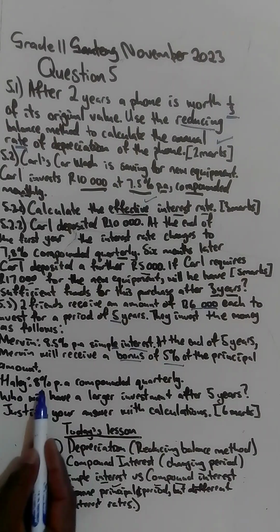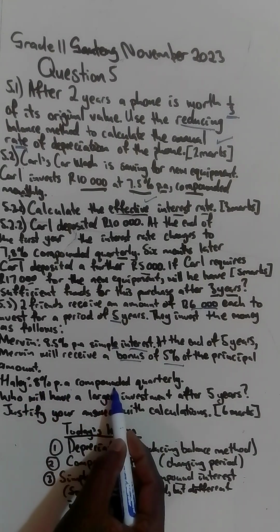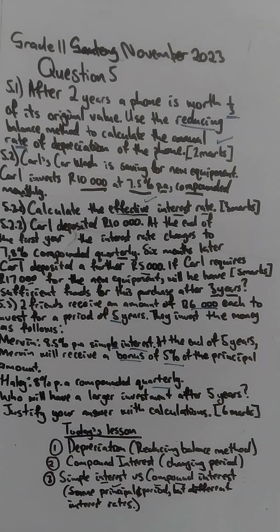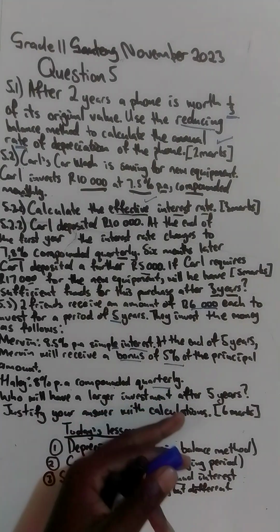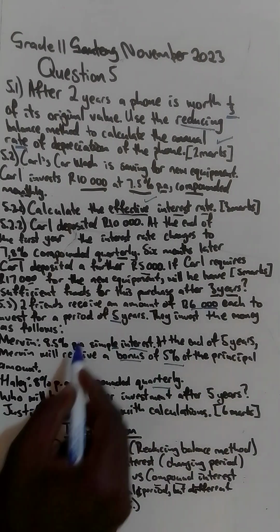They say that Haley invests 8% per annum compounded what? On a quarterly basis, which is the compound interest. Who will have a larger investment after 5 years? Justify your answer with calculations. So we were going to start with Mervyn.